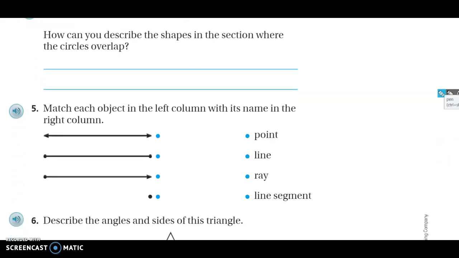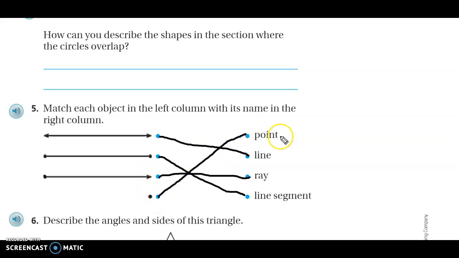Alright, number 5. Let's connect. This is a line. It goes on forever in both directions. This is a line segment because it has 2 endpoints. This is a ray because it has 1 endpoint and then goes forever in the other direction. And this is just a point. So your correct answer is line, line segment, ray, and point.